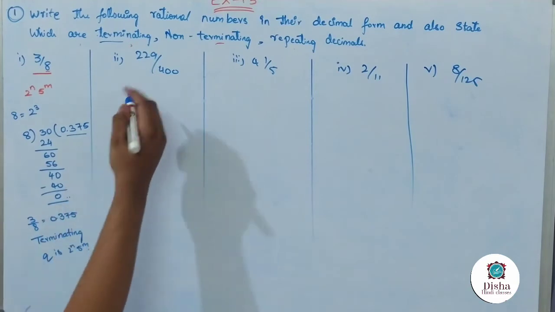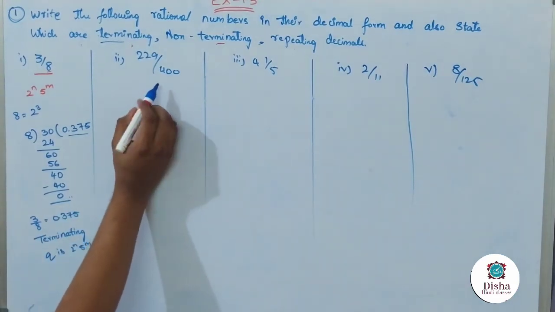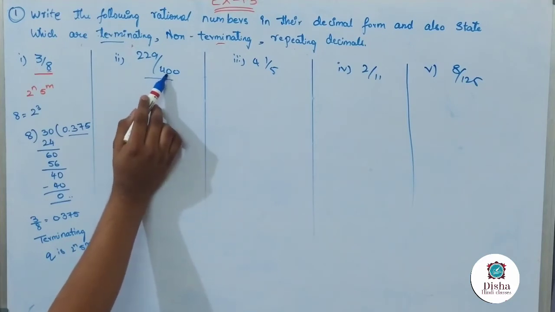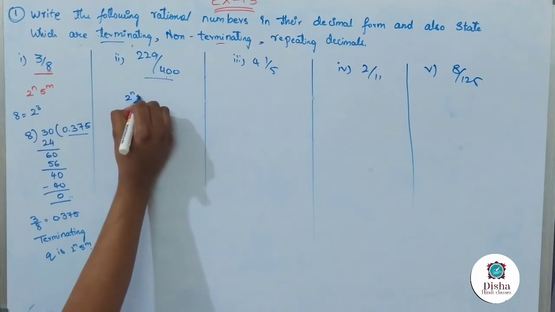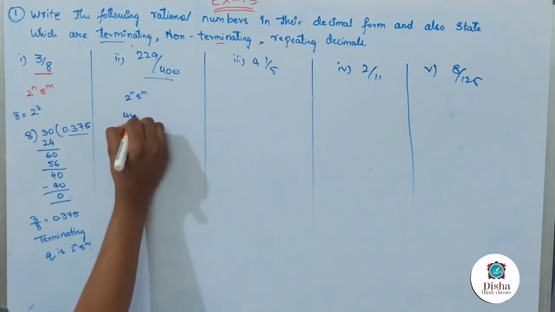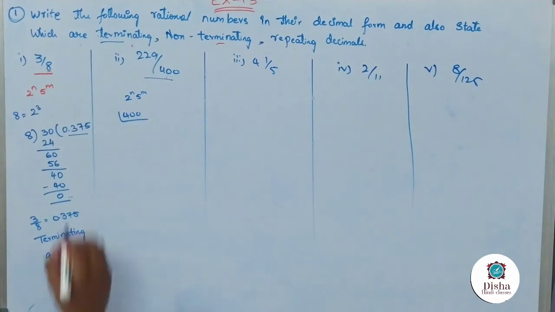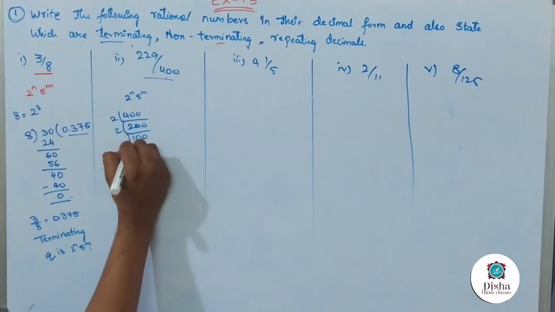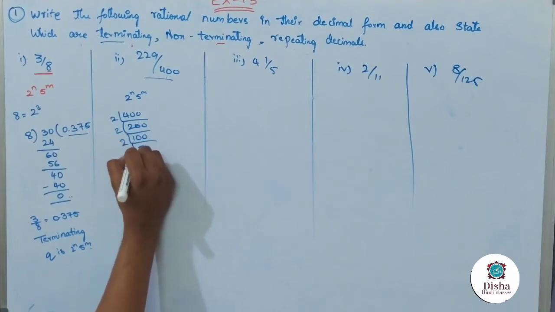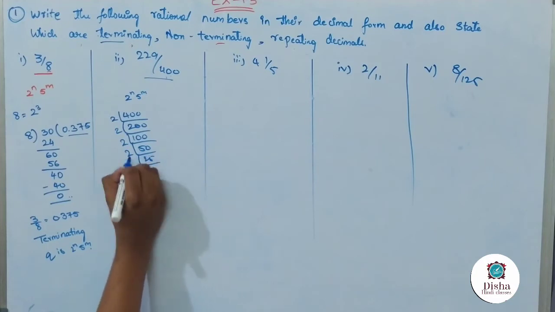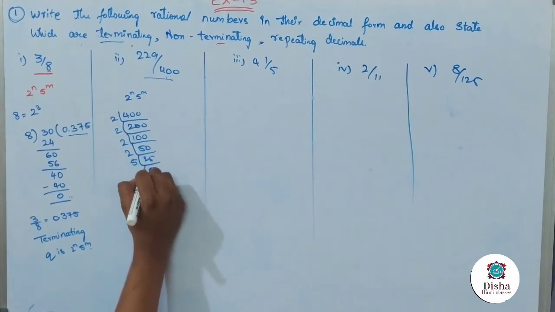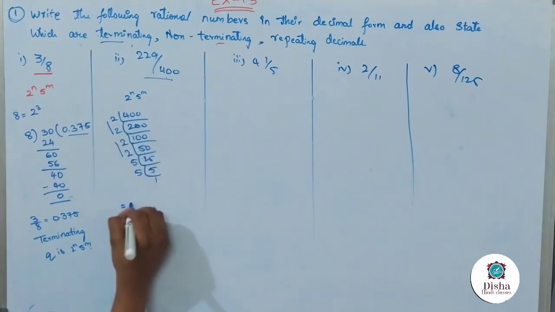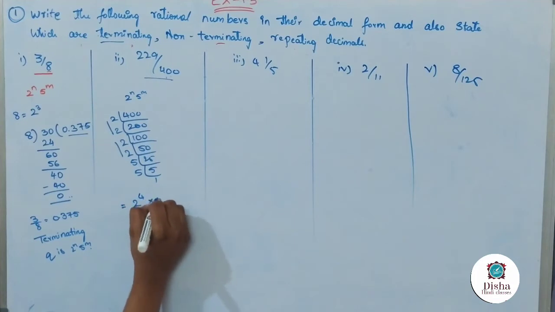Right? Now the next one, that is 229 by 400. We certify whether it is a rational number or not. It is in the p by q form, and q can be written in the form of 2 power m into 5 power n. So we take the prime factorization of 400. 2 into 200 is 400. Again we take 2, that is 100. Again 2, that is 50. Again 2, that is 25. Now we can take 5. 5 fives are 25. So what we get is 2 power 4 into 5 power 2.